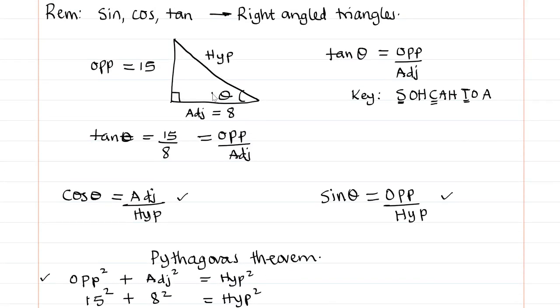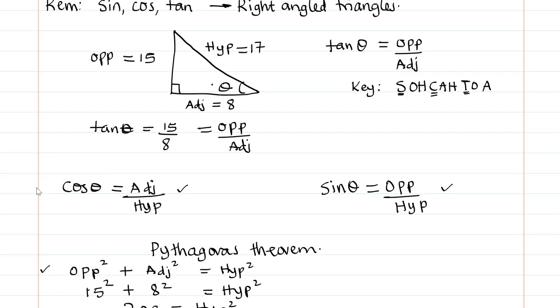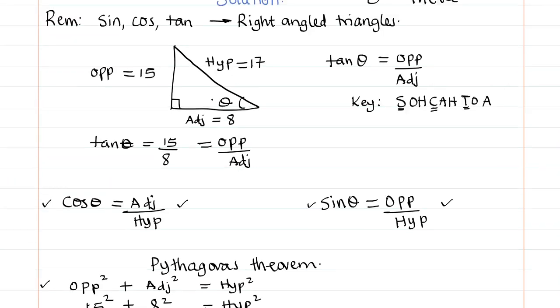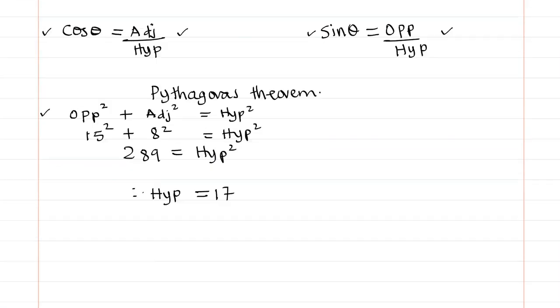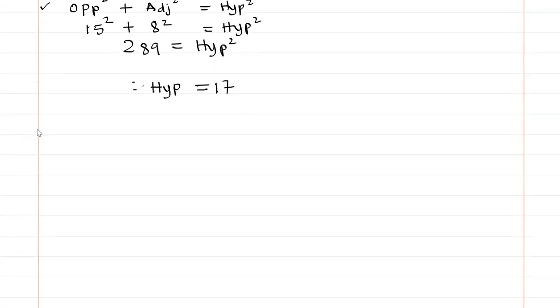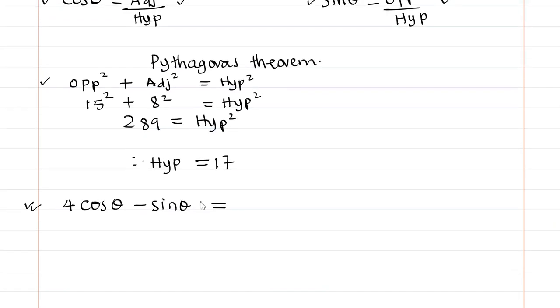So this length that we had not known, we have found it now to be 17 units, which is the hypotenuse. So our task now is to find the cosine of theta and sine of theta, then we substitute them in the given expression that we were to find the value of. So now the question was the value of 4 cos theta minus sine theta. Now here, we have our 4.